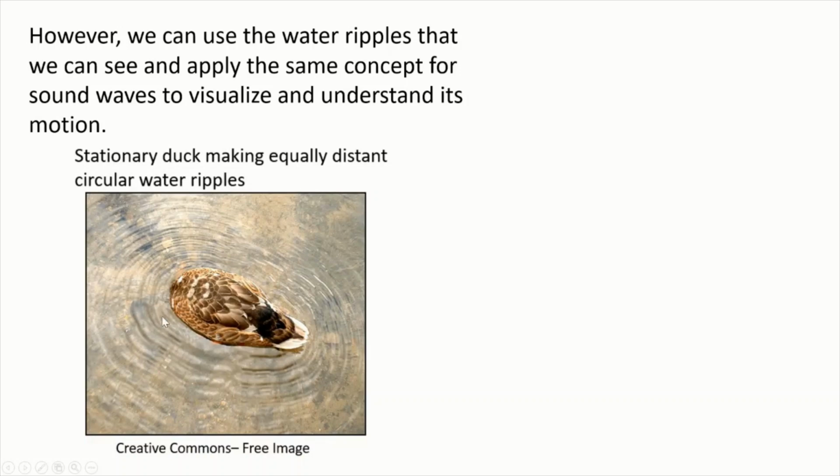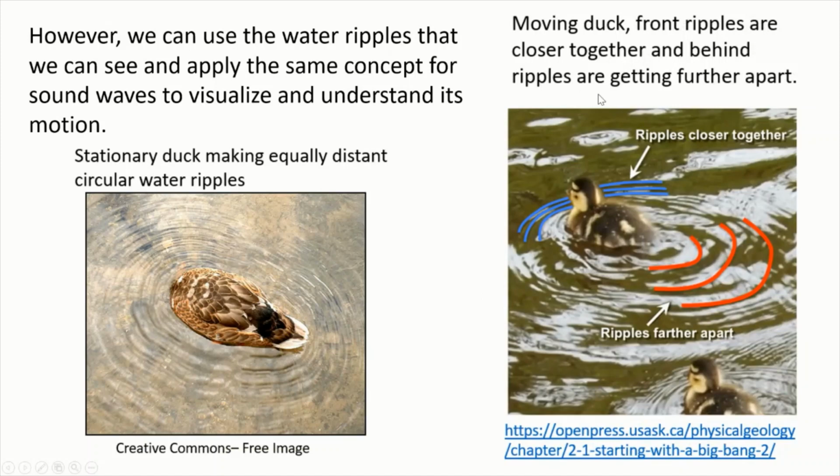Let's look at this stationary duck. It makes equally distant circular water ripples. But with a moving duck, the front ripples are closer together and the ripples behind are getting farther apart.